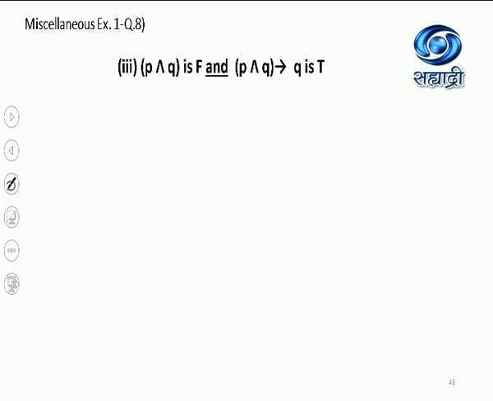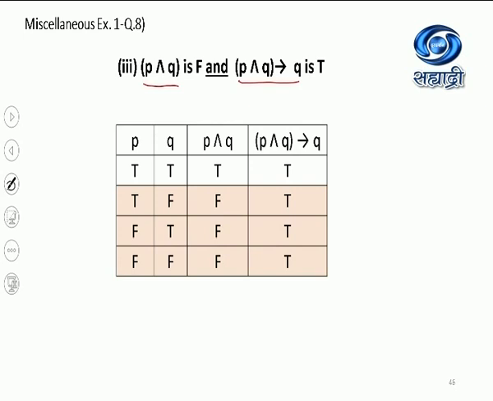We move to the third sub question. P and Q is F and P and Q implies Q is T. Now I have to prepare the truth table for what? P and Q as well as P and Q implies Q. So here is the truth table required. By default, P and Q will have 4 truth values each in the first 2 columns.